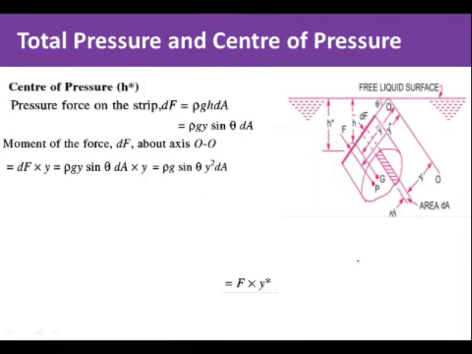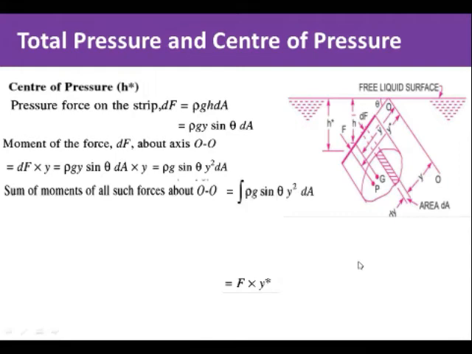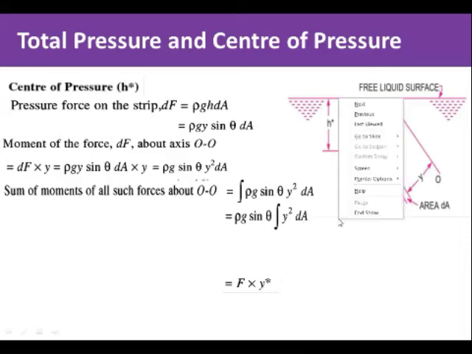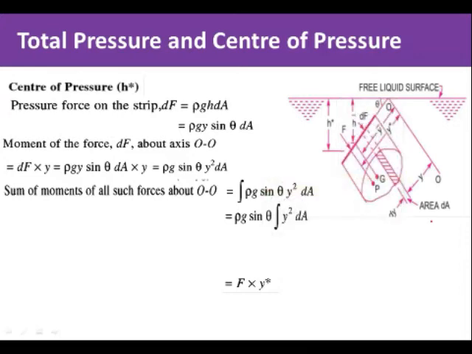So in order to find the total moment, we will take the integration. The sum of moments of all the strips about OO equals the integration of rho g sine theta y square dA. Again here, rho is 1000 for water, g is 9.81 and theta is constant for all the strips. So you can take rho g sine theta outside, so it is the integration of y square dA. Remember we had just seen y into dA; that is called the first moment of area.